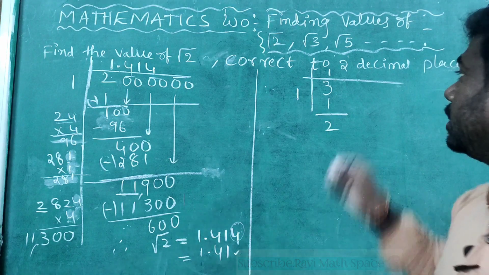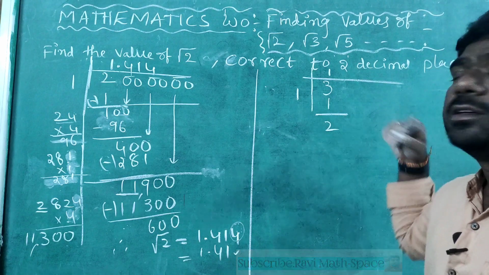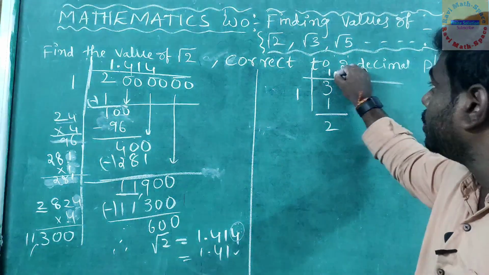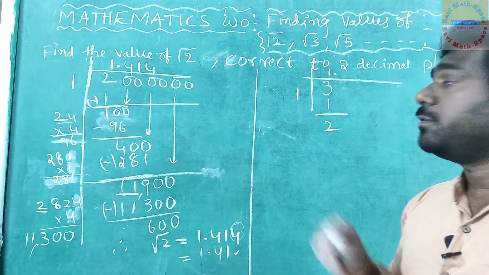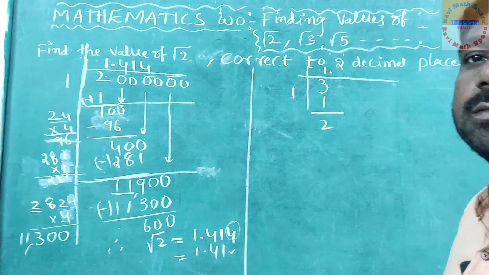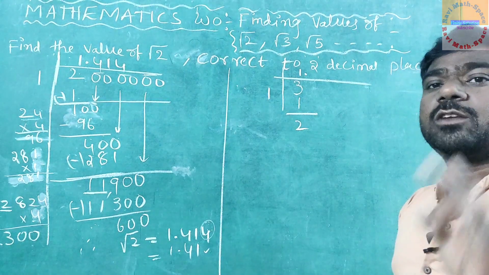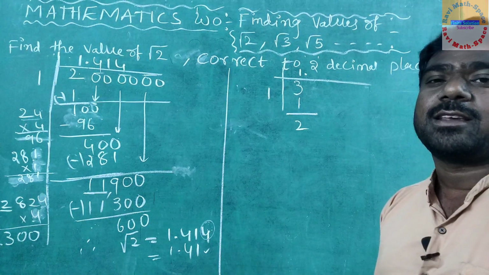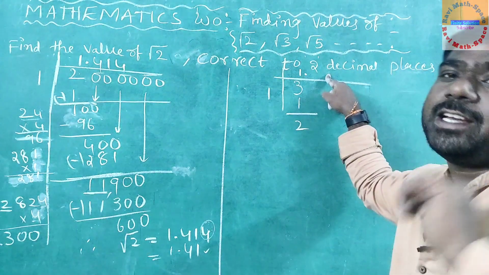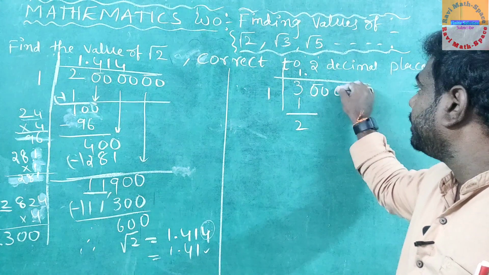Now I want the next digits. Next digit, nothing is there. Nothing is there means we can take zeros. How to take? First in the quotient we have to place the point. After that we can take the zeros. How many zeros can we take here? Any number of zeros we can take. But here we are going to take only 3 pairs of zeros. Why? I want the answer up to 3 decimal places. Because of that reason I am taking 3 pairs of zeros.